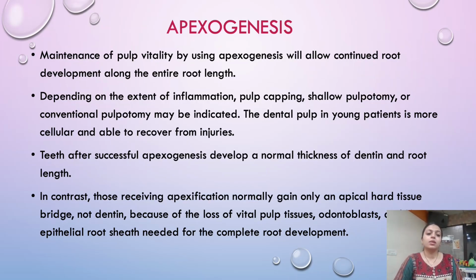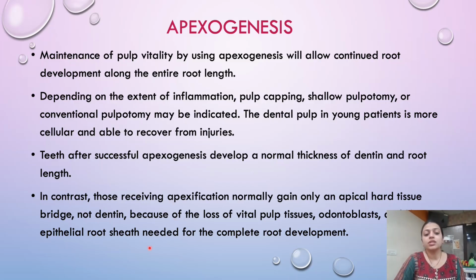Now let's see what is apexogenesis. It is the maintenance of pulp vitality that allows continued root development along the entire root length. Depending on the extent of inflammation, pulp capping, shallow pulpotomy or conventional pulpotomy may be indicated. Dental pulp in young patients is more cellular and able to recover from injuries. So teeth after successful apexogenesis develop a normal thickness of dentine and root length.